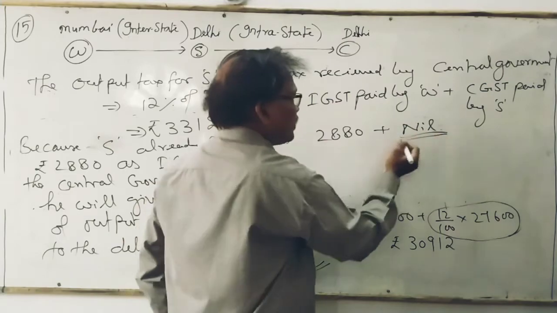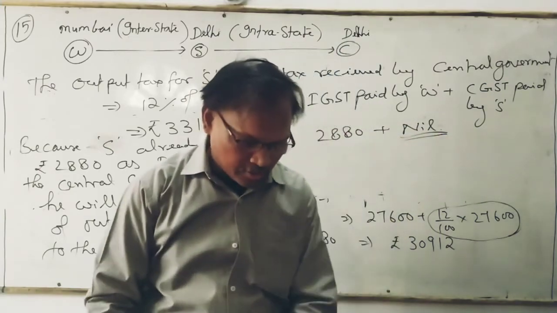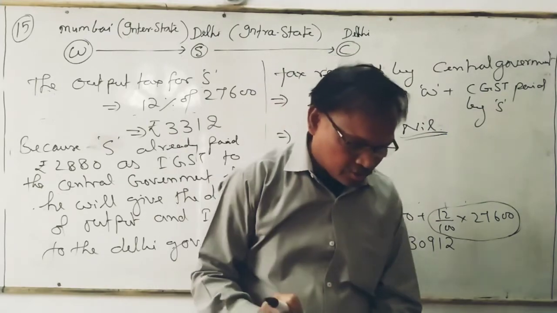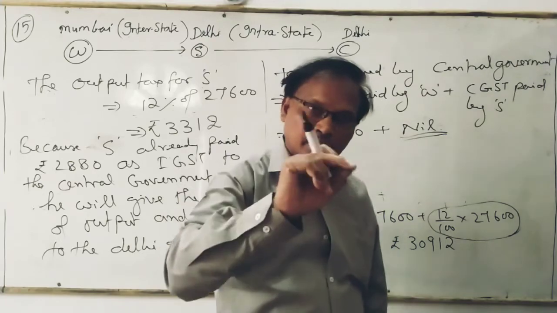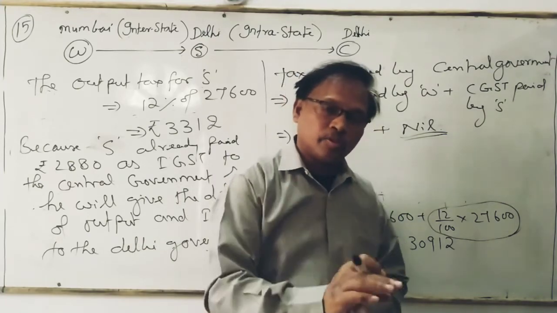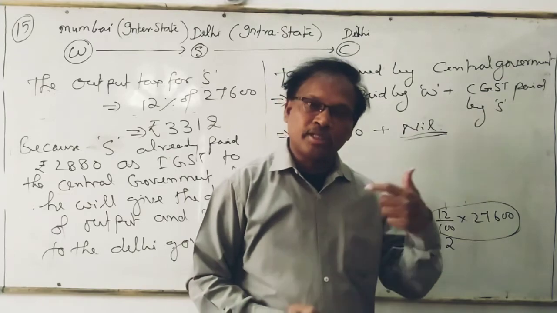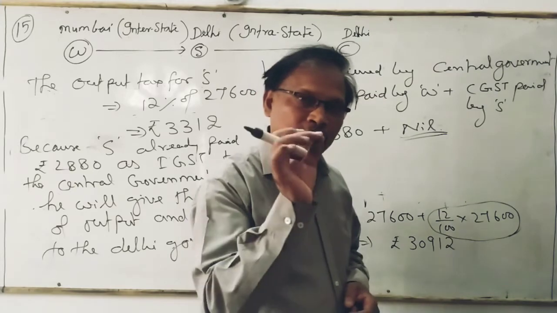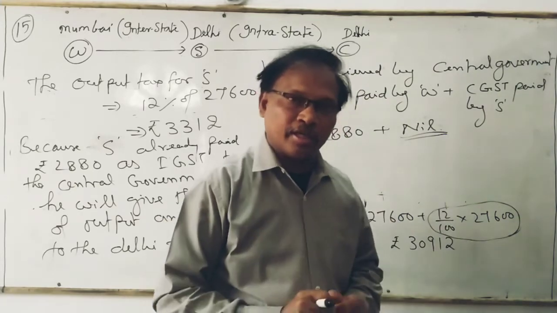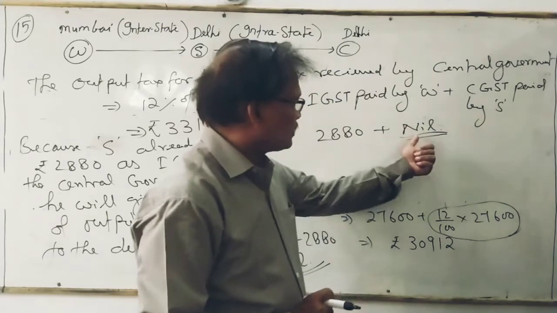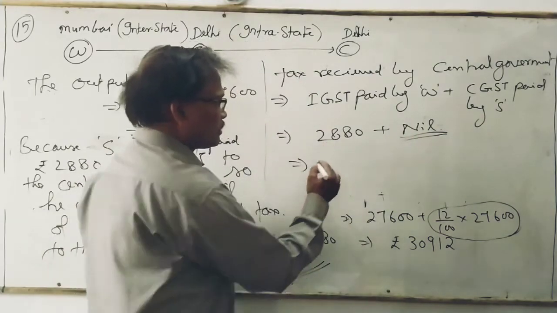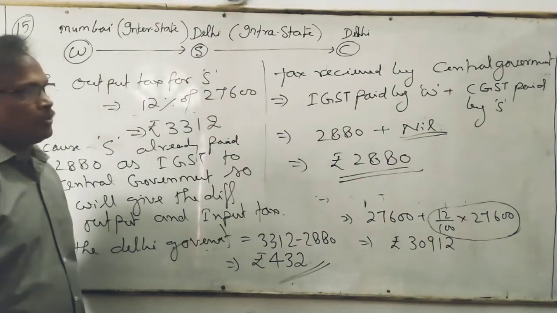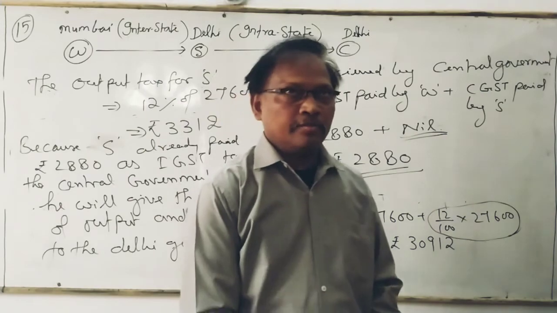Why is it nil? Why will the shopkeeper give the tax two times to the central government? Because the IGST is also received from the wholesaler, meaning the full amount has already been paid to the central government as IGST. When it has been fully paid, why will the shopkeeper give it a second time as CGST? That is why it is nil. So the total tax received by the central government is rupees 2880. So this is the fourth part and the complete answer.